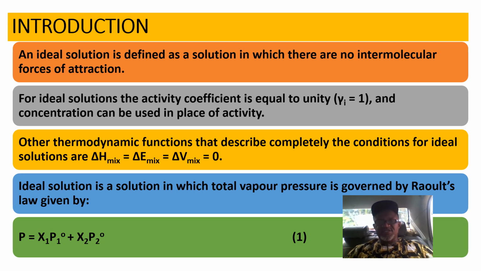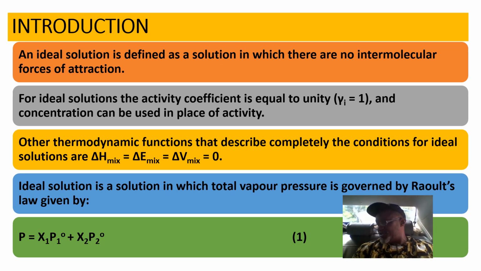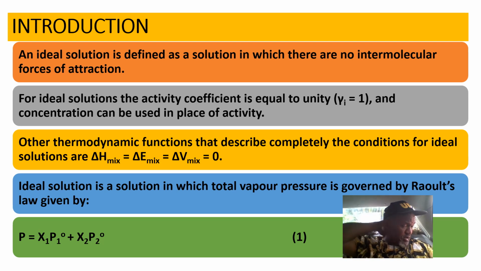Introduction. An ideal solution is defined as a solution in which there are no intermolecular forces of attraction. You wonder how possible that will be for any solution, that there is no intermolecular force of attraction between the solute and the solvent. Of course, as we shall see, the only way that can be approximated is when the number of moles of the solvent is far greater than the number of moles of the solute.